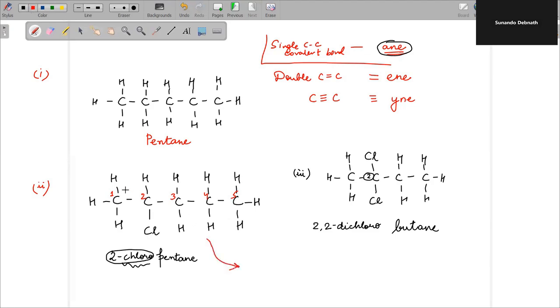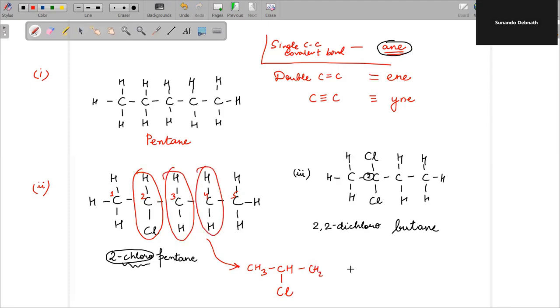Now, children, look at this. We can even express this formula as a condensed formula. If you see, this is CH3, carbon with 3 hydrogens. So we could have written it as CH3 connected with CCl2, then you have a CH2, and then CH3 once again.